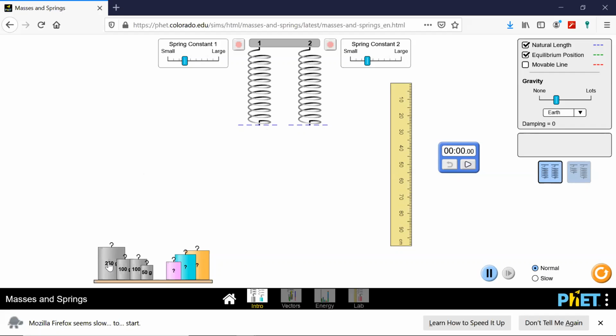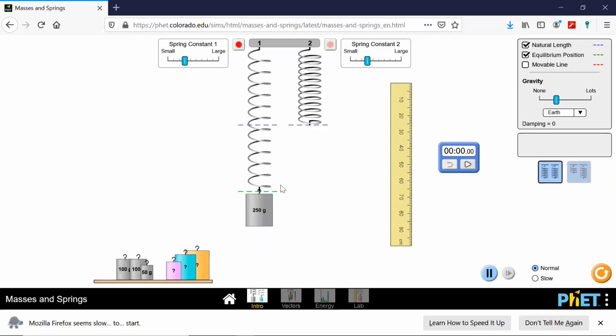In outer space, nothing would change. But because of gravity, it's going to become lower. See? It goes down and reaches, sorry, this green line. So that's the new equilibrium position. That's the equilibrium position that we are going to talk about.